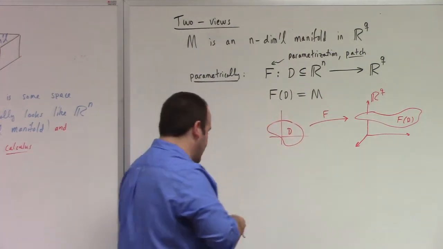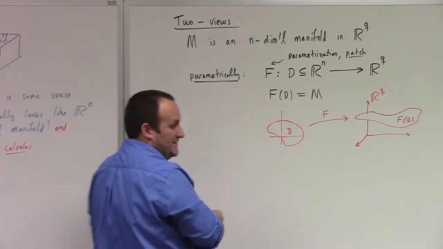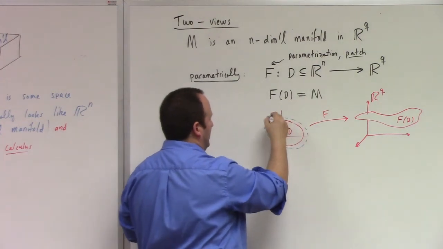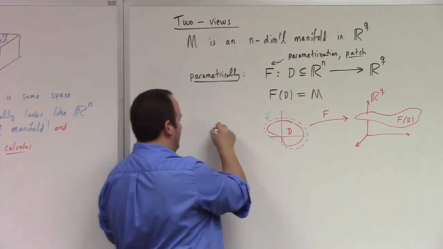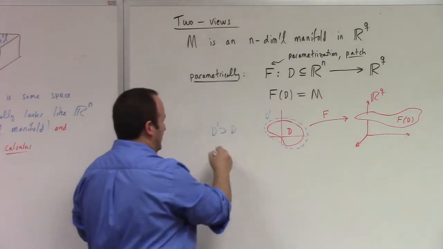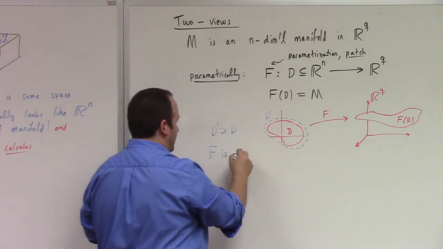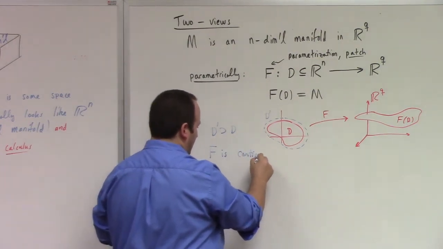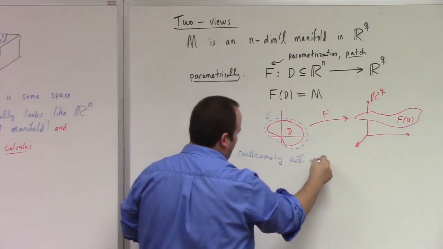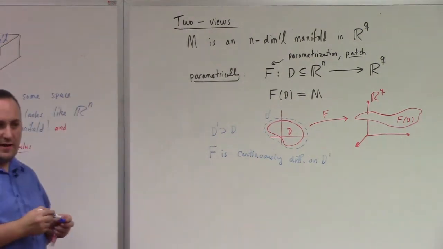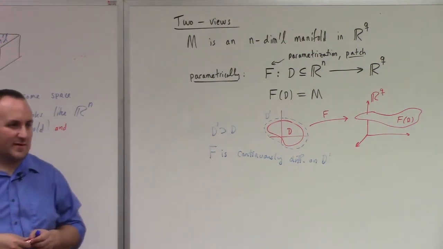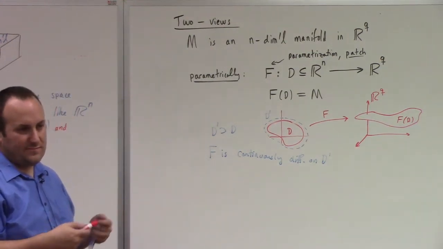So let's assume, just to be safe, that there's some D prime where D prime contains D, and F is continuously differentiable on D prime. We want that. And that's not enough, though, because that would still allow the zero map or a constant map or all kinds of other maps. Well, the zero map is a constant map.